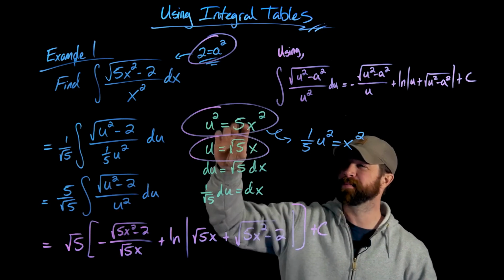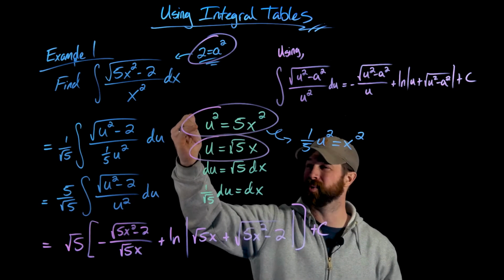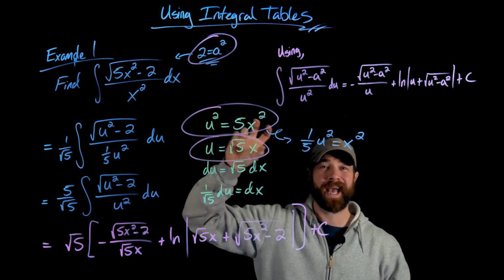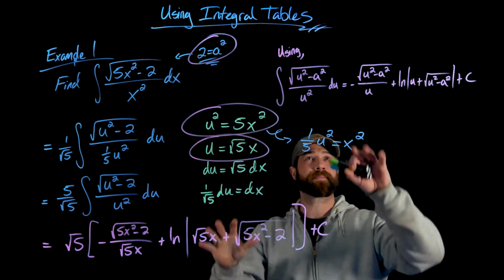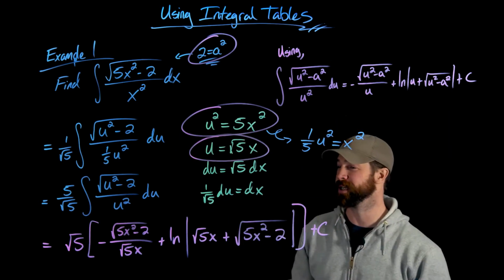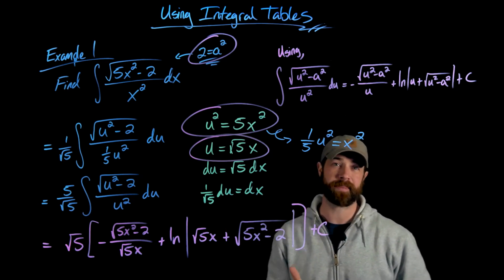Make sure you're keeping very careful track of these things like u squared, u, a squared, and you're often going to need a also. So keep track of those so then you can just plug and play those right into the formula that you're given. We're now going to look at a bit more complicated example.